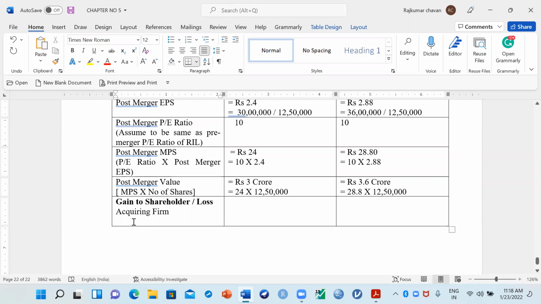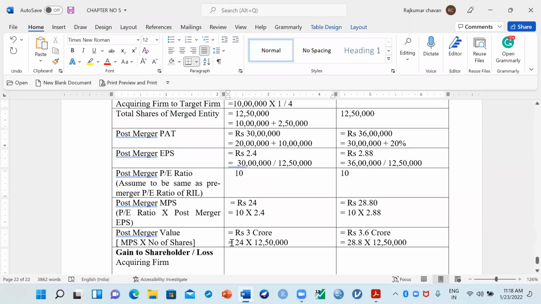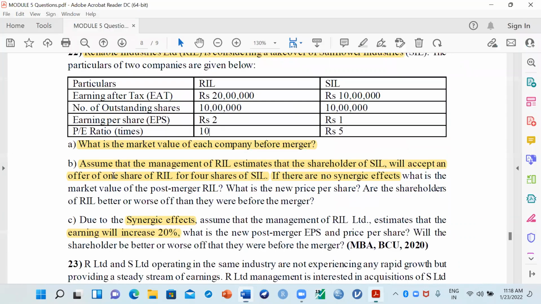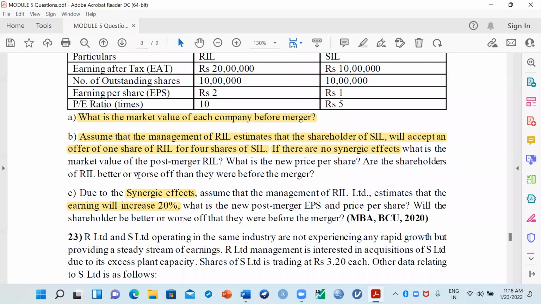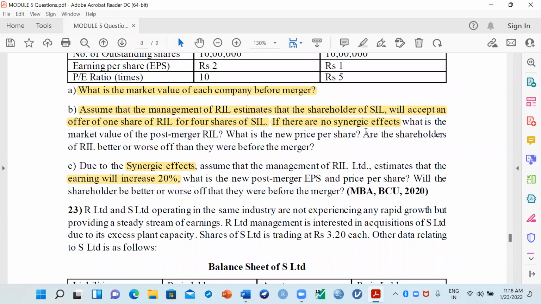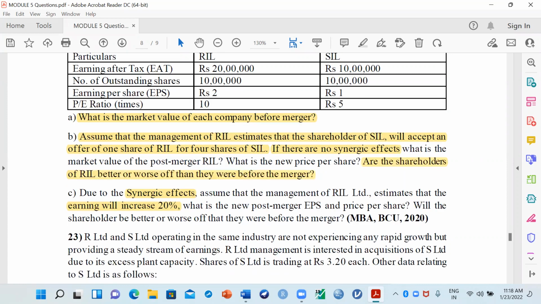So now let us see the calculation here. How much has the market price changed? Are they doing worse or not? We have to check that for RIL company's shareholders. Are they performing better, or is there any particular gain or loss compared to before the merger? Are the shareholders of RIL better or worse off than they were before the merger? That is the condition we have to apply here, and we'll check whether they are actually gaining or losing because of this synergic effect.